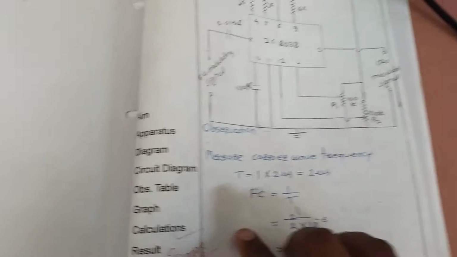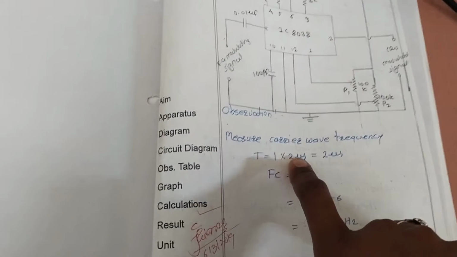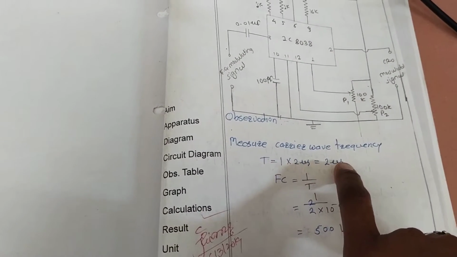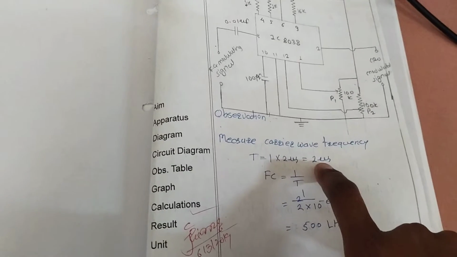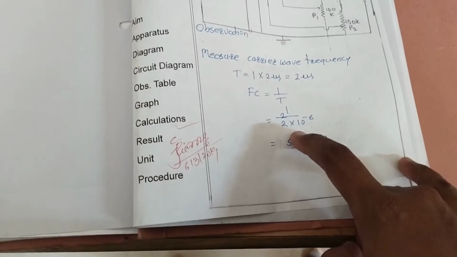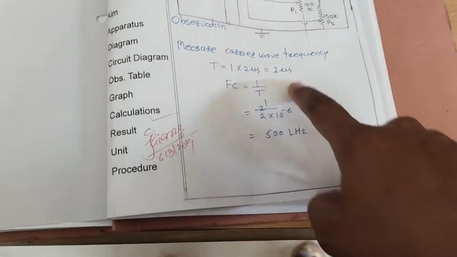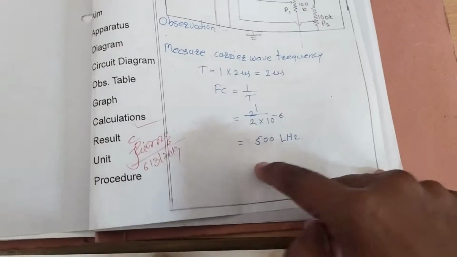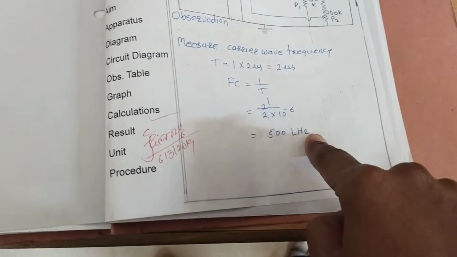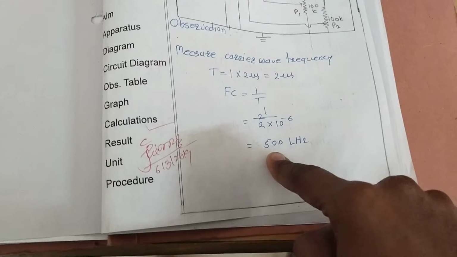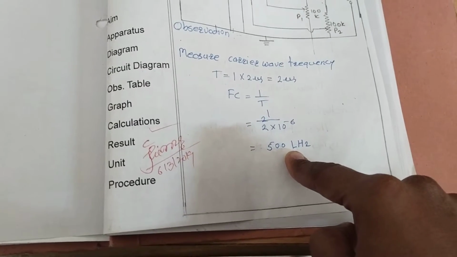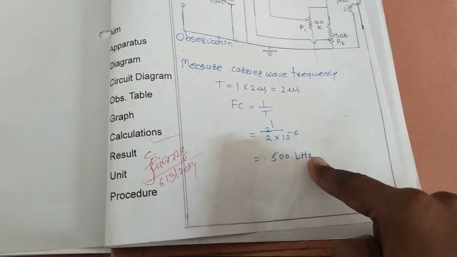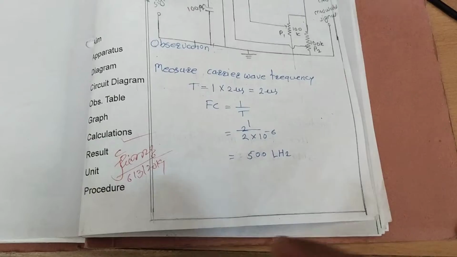So the time of the carrier wave is 1 into 2 microsecond, that means 2 microsecond. With this time we calculate the frequency, 1 upon T. So 1 upon T is 1 upon 2 into 10 raised to minus 6, and this calculation is completed. The frequency of the carrier wave is calculated as 500 kilohertz.